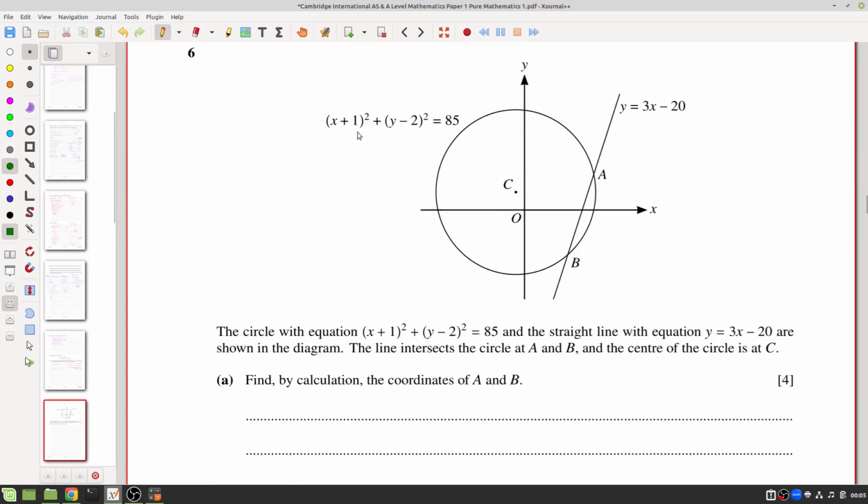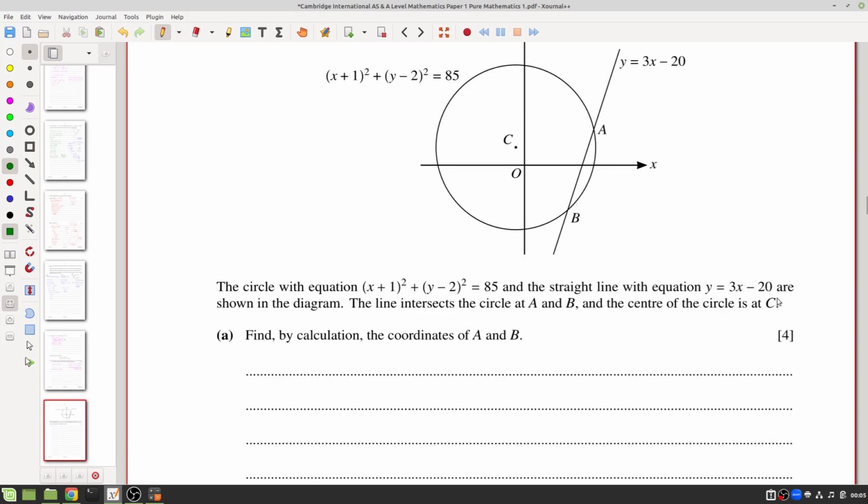Next up. Okay, so we've got the equation of the circle here, the equation of the straight line here. The circle with equation this and the straight line with equation that are shown in the diagram. The line intersects the circle at A and B, as we can see on the diagram, and the center of the circle is at C.